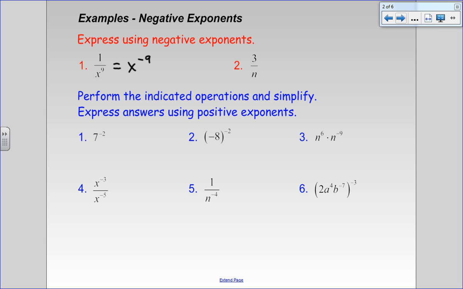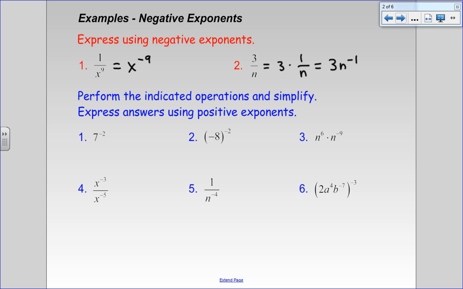Fraction number 2 is 3 over n. This is 3 times 1 over n, and 1 over n is the reciprocal of n to the first, so it's equal to n to the negative first. Therefore, 3 over n is equal to 3 times n to the negative first power.